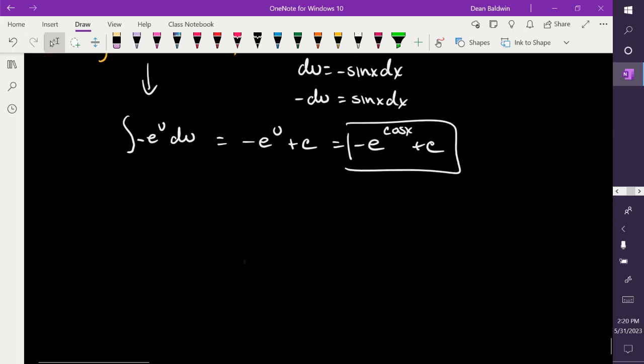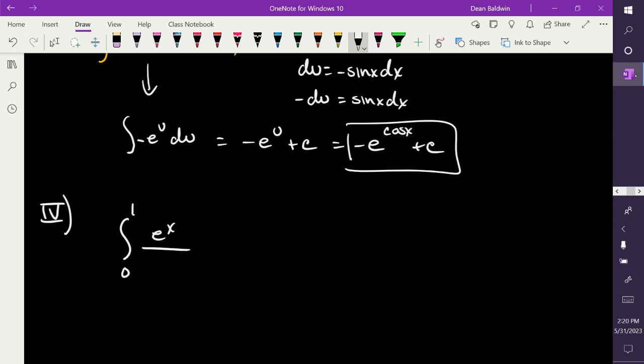All right. What if you don't? What are we on? 4. Integral from 0 to 1 of e to the x over 1 plus e to the x. Uh-oh. So first of all, definite integral. So we're going to get a number.